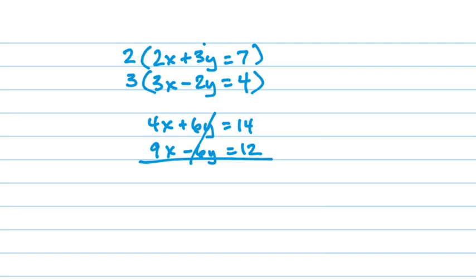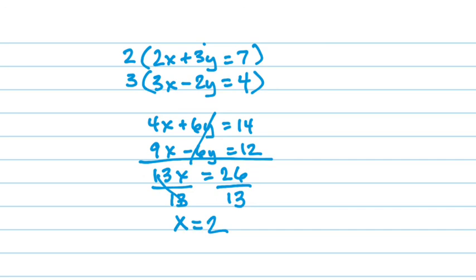So the 6y's are going to subtract away. 4x's plus 9x's are going to make 13x's. And 14 and 12 are going to combine to make 26. Then we'll solve by dividing both sides by 13, which gives me x is equal to 2.